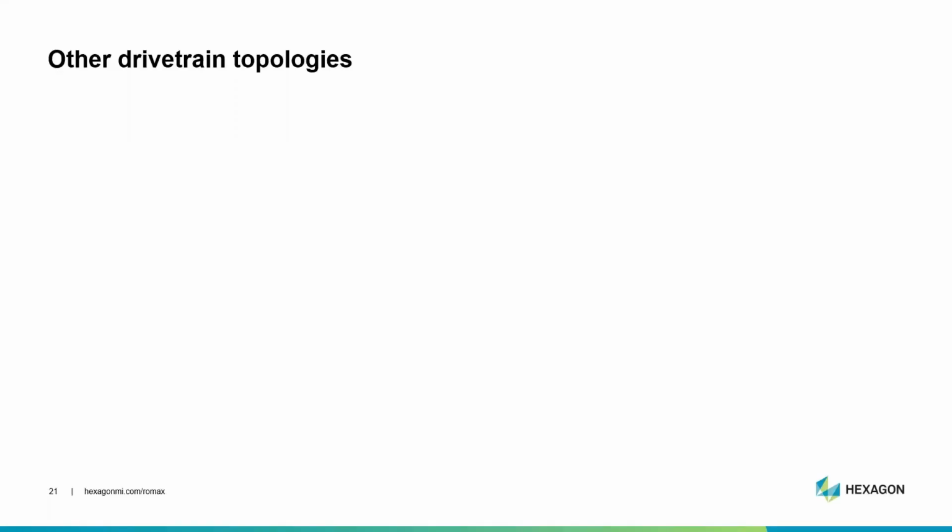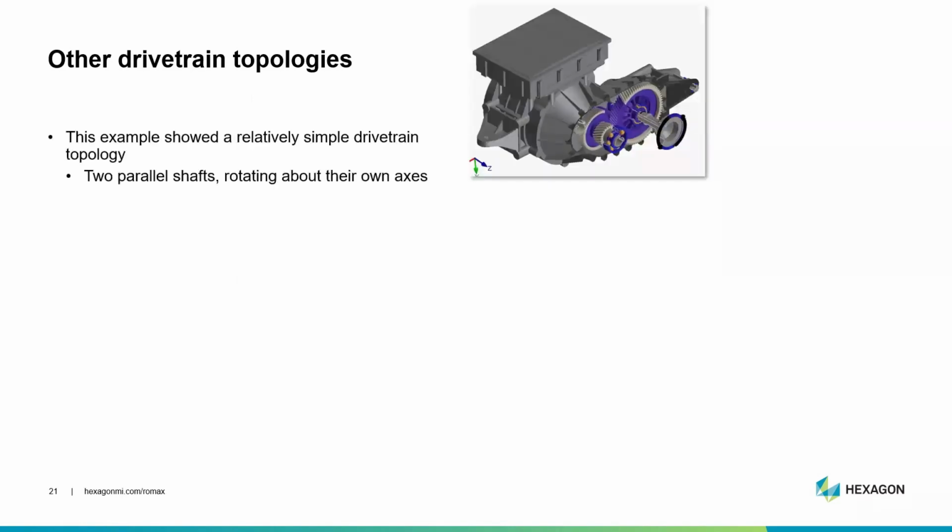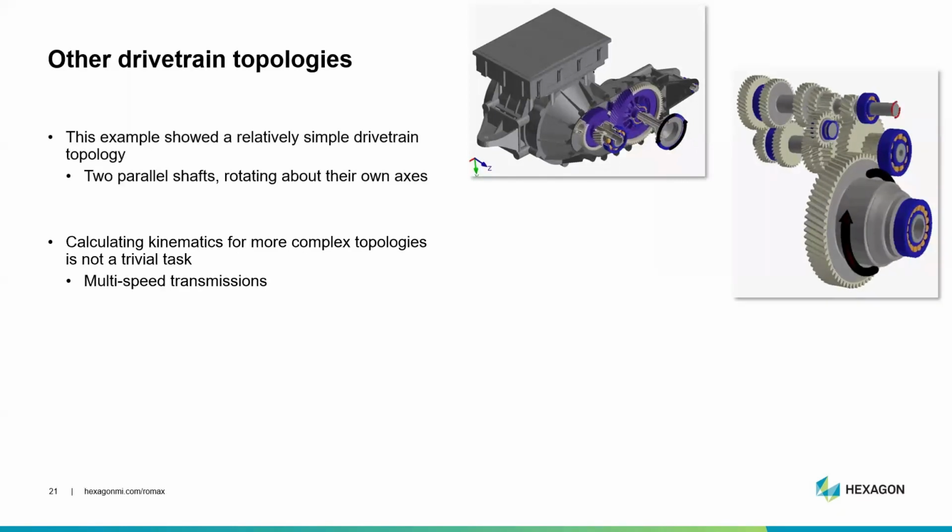So just a couple of things to conclude on. Firstly, the case study we've shown was based on a fairly simple drivetrain topology: a single speed gearbox, with 2 parallel shafts rotating about their own axis. Of course, there are a lot more complex drivetrain topologies out there, and calculating kinematics is not always quite so simple.